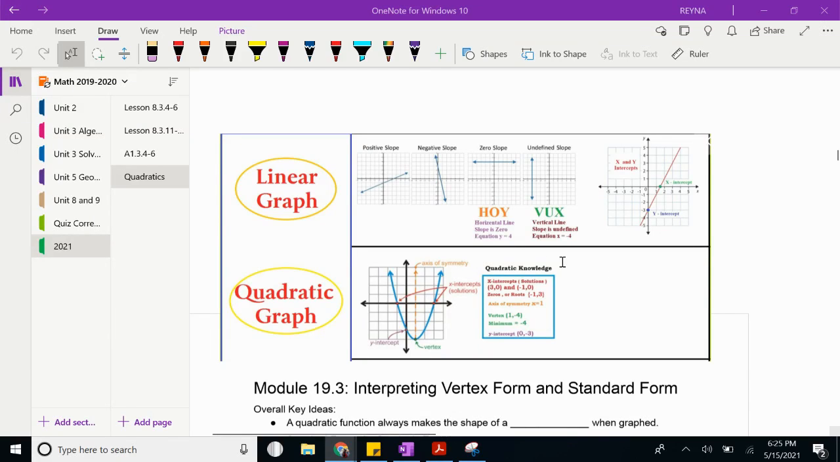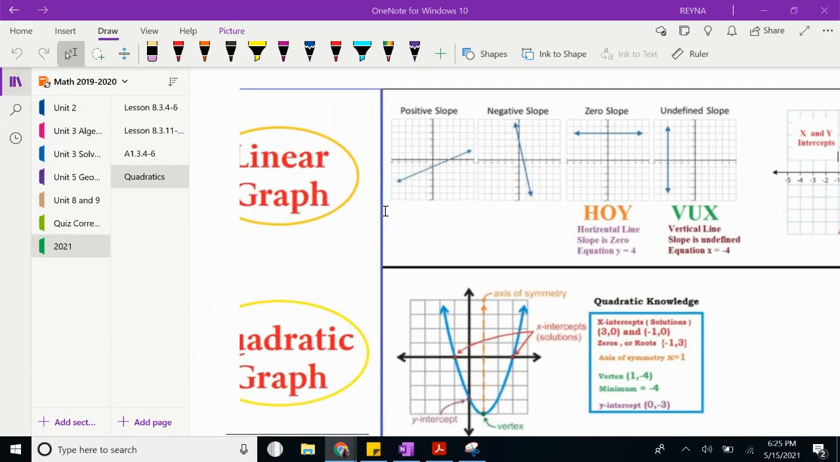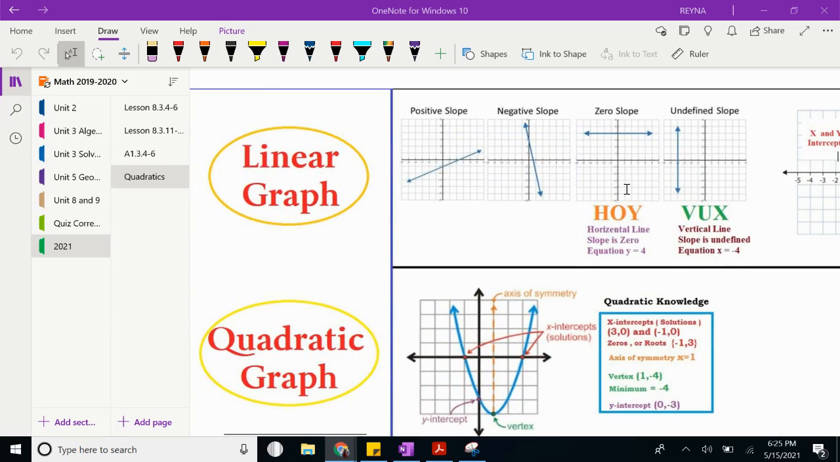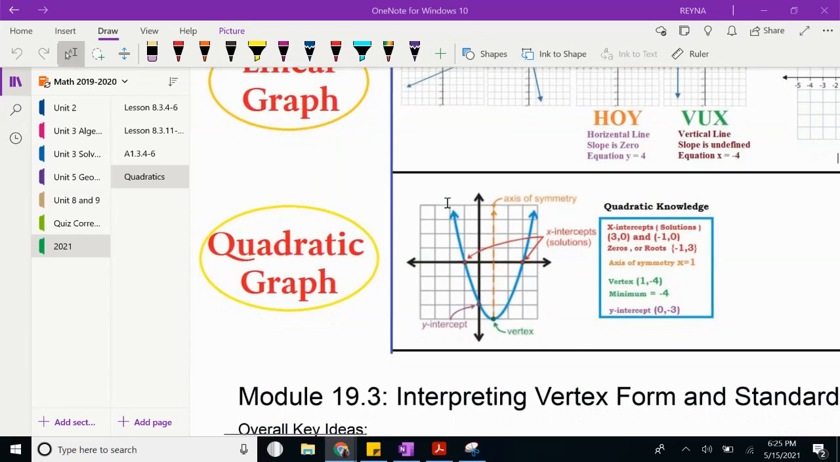Hi guys, so I want to first start talking about linear graphs. This is what you guys learned the majority of last year. They are straight line graphs. And this unit, we are talking about quadratic graphs. So linear are when you only have x to the power of 1. Quadratic is when you have x to the power of 2. And what it does is it turns your graph into this U shape.